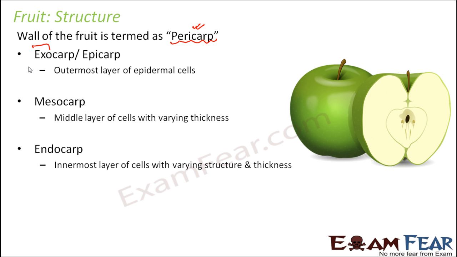So basically pericarp, that is the wall of the fruit, in itself is made up of three walls: outermost exocarp, middle mesocarp, and innermost endocarp. So these are the three walls of any fruit. Now when I talk about any fruit, here let us take the example of apple. So here you can see the apple. So where do you see the exocarp? See the outermost layer, this green layer which you see, that is the exocarp. The next middle layer is the mesocarp, and then this innermost layer is the endocarp.